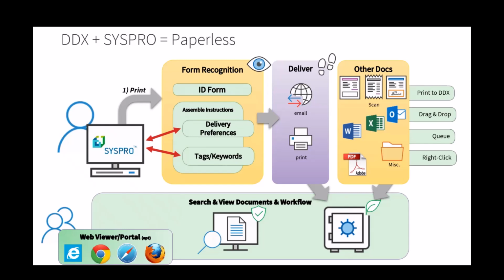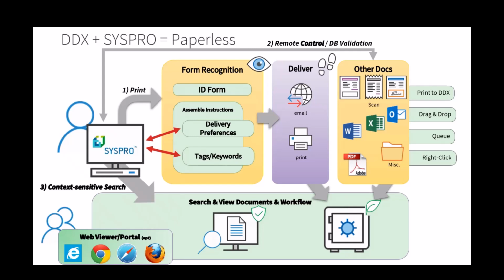Other documents that can be stored in the DDX archive are Word documents, Excel, Outlook, PDFs. We can store drawings. Basically, anything that you can bring over electronically can easily be stored in the archive because it can be published through a number of different functions: print, drag and drop, queue, right click. Those are automatically published into the archive, but they are also associated with like documents such as purchase orders or invoices. And all of that ends up in the archive.